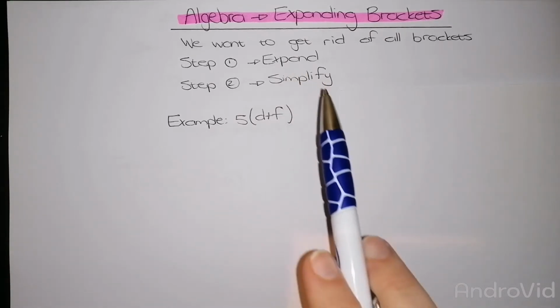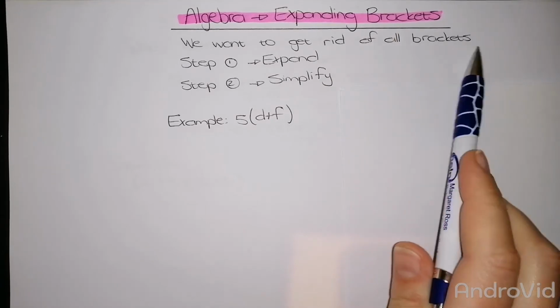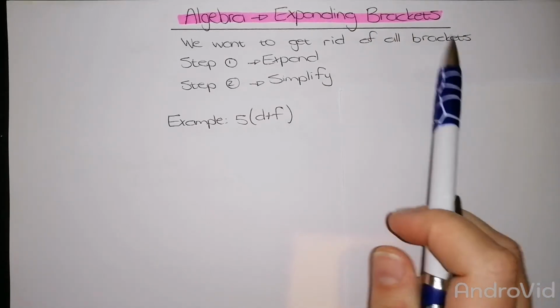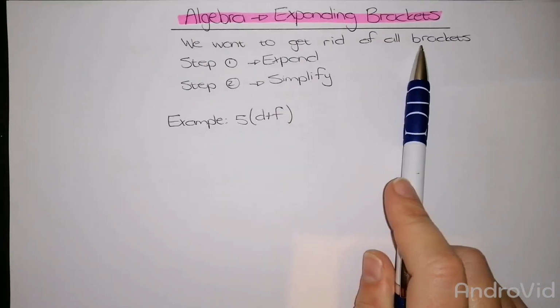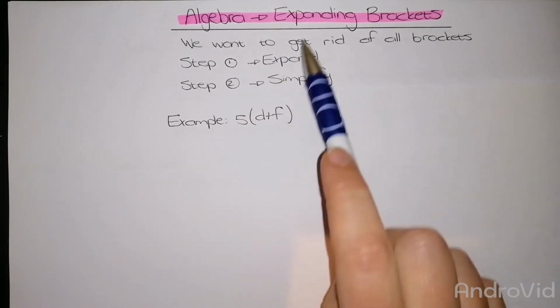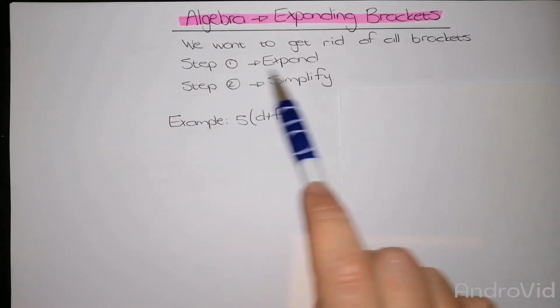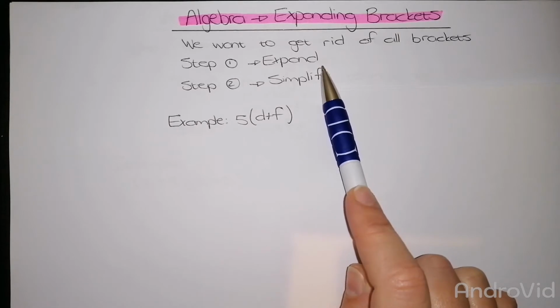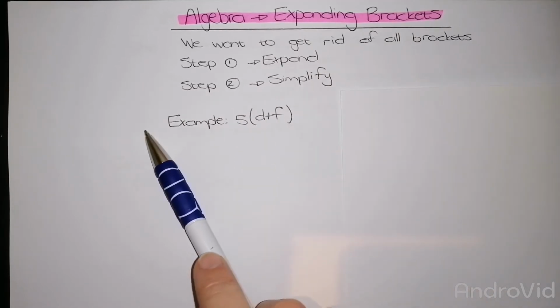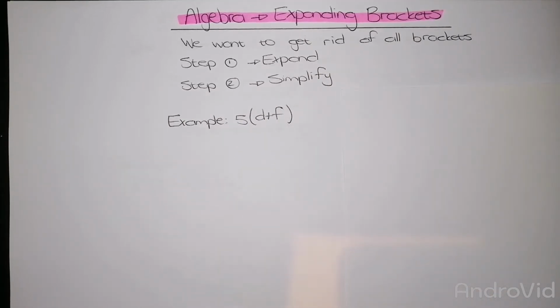So the purpose of expanding brackets in algebra is we want to get rid of all the brackets. That is what expanding brackets means. There are two steps with expanding brackets. The first one is expand it by multiplying out, and the second one is simplifying. So the first example we're going to look at is the following.